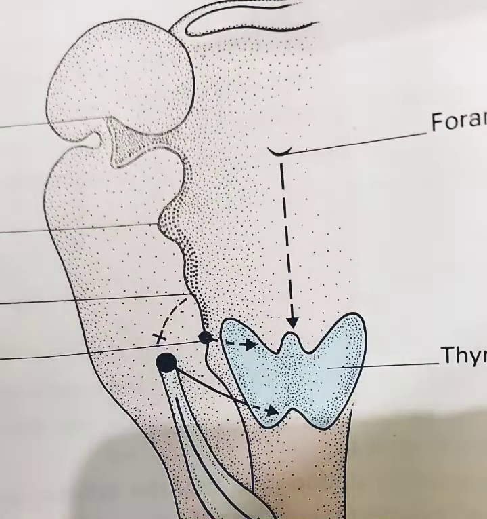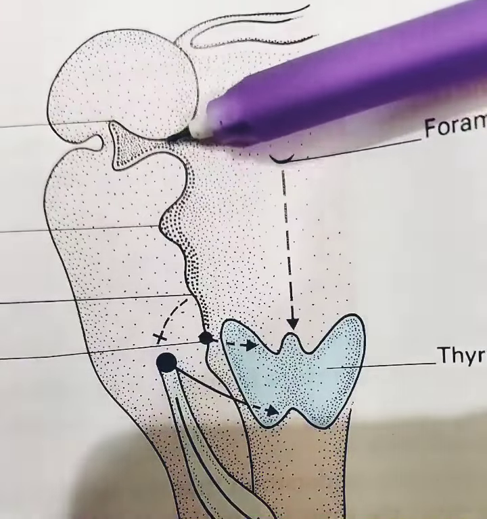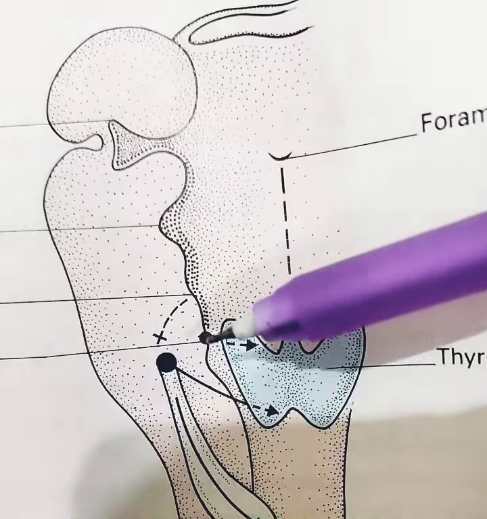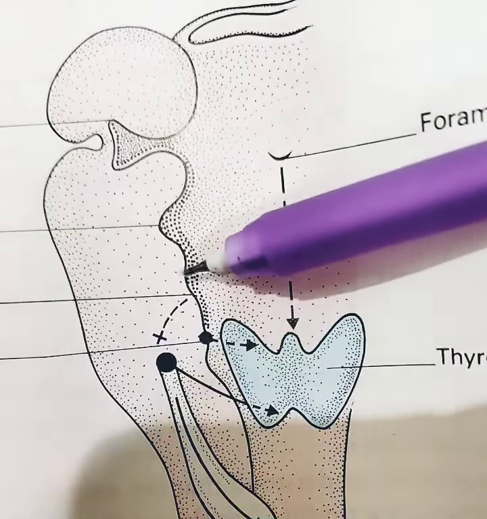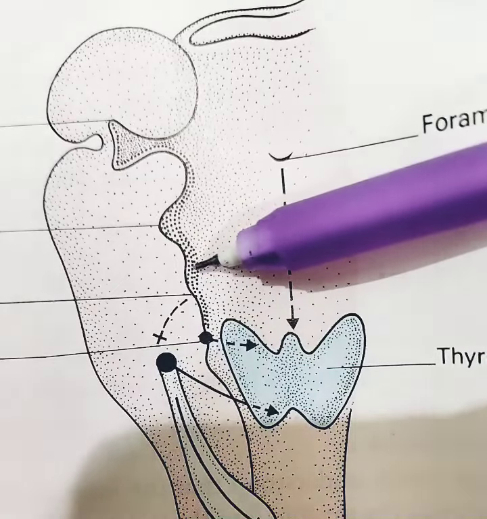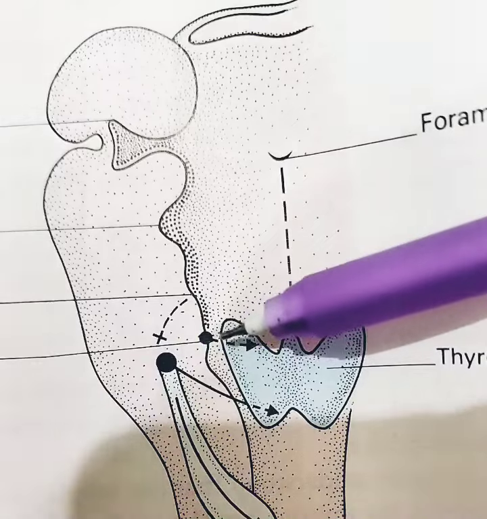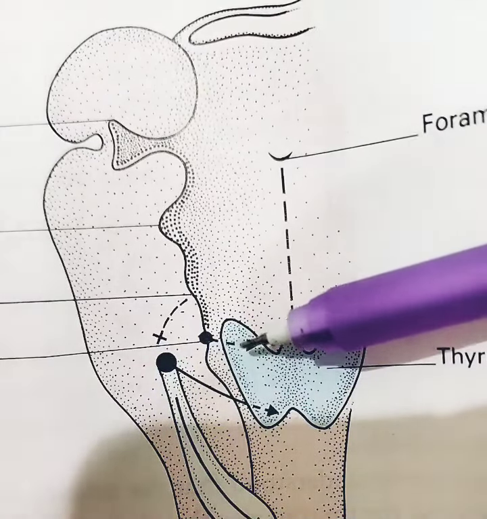The development of the superior and inferior parathyroid gland. This is the first pharyngeal pouch, second pharyngeal pouch, third pharyngeal pouch, and fourth pharyngeal pouch. From the third pharyngeal pouch, the inferior parathyroid and thymus gland are developed, and from the fourth pharyngeal pouch, the superior parathyroid gland is formed, and it reaches its final position.